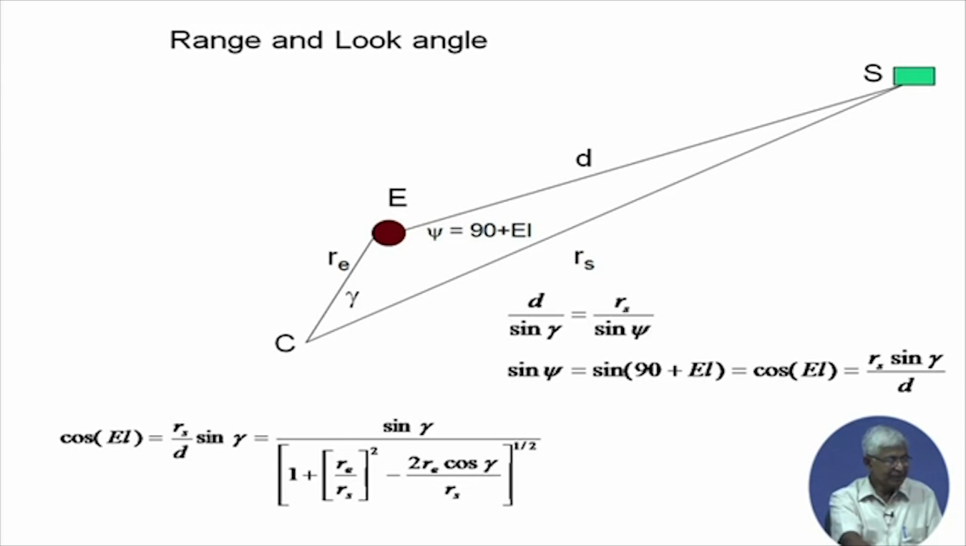So, in this case, for elevation, what is required? We need to know r e, the radius of the earth, assuming earth as a sphere, and r s, where we should know the orbital height. In case of a geostationary satellite, it is known, and cos gamma and sine gamma. So, the gamma has to be known.